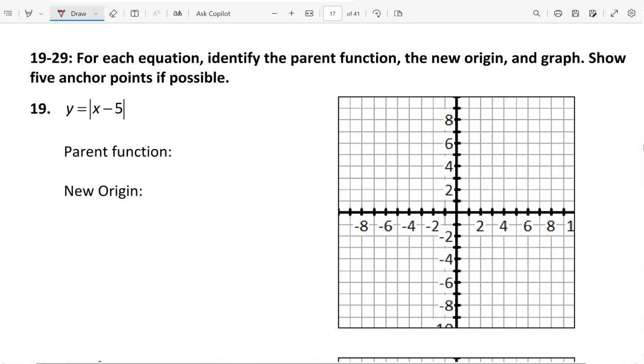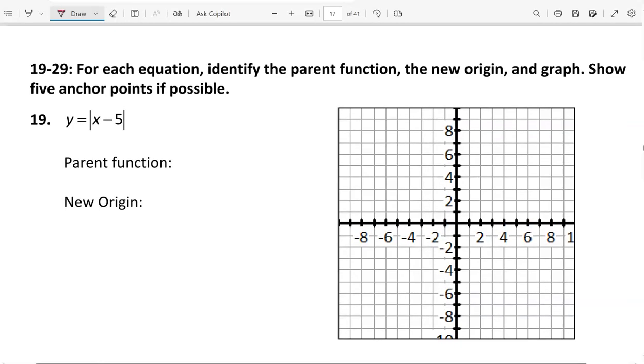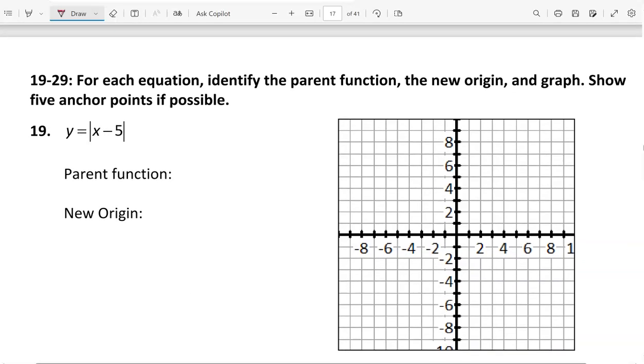For 19 through 29, we're identifying each equation, identifying the parent function, the new origin, and graphing using 5 anchor points if possible. In general, all of our functions will look like this. y is equal to f of (x minus h), and then plus k.